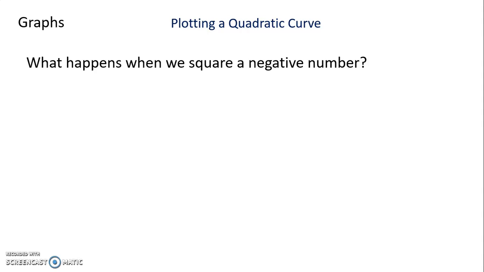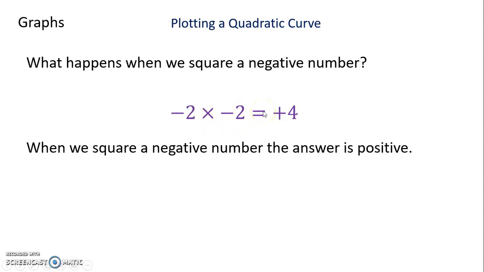So another thing that's going to be useful for today is being able to square a negative number. So what happens when we square a negative number? We're going to talk this through first of all. So for example, if I find negative 2 squared, then that means negative 2 multiplied by negative 2, which gives me an answer of positive 4. And something similar will happen with any negative number that we square. Whenever we square a negative number, we get a positive answer.